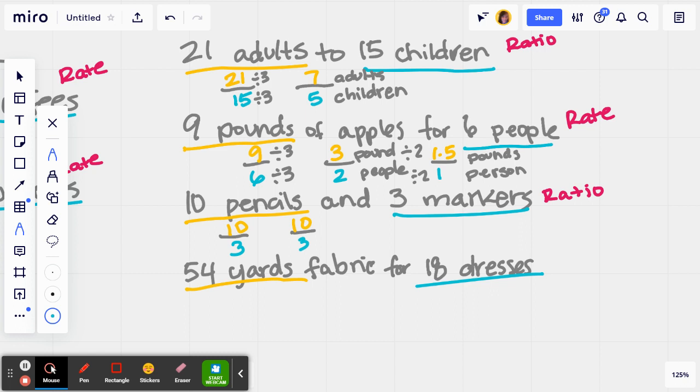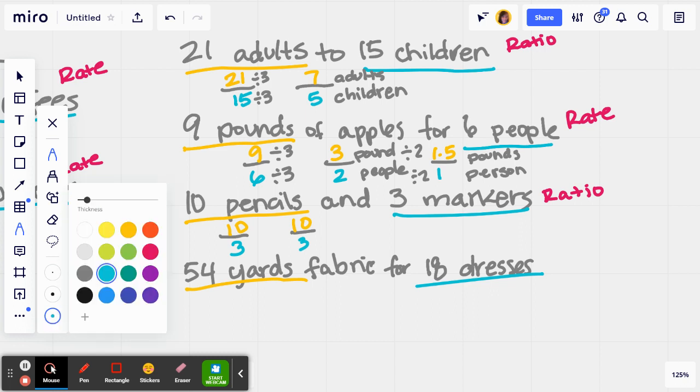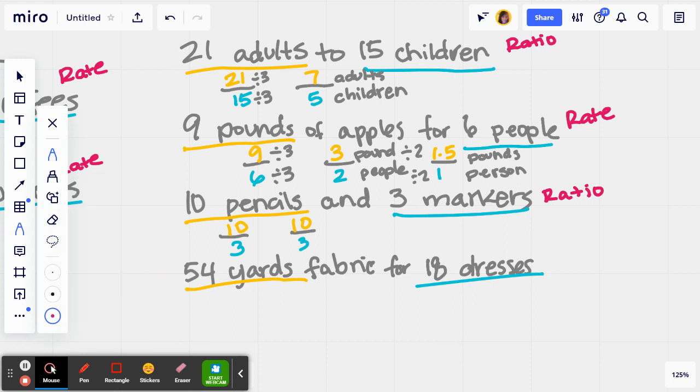Okay? Last one. Ratio or rate? We're talking about 54 yards of fabric to make 18 dresses. Ratio or rate? That is a rate because we're talking about 2 different units of measure. We're counting dresses, and the unit of measurement for the fabric is yards. So those are different. Okay, go ahead and set up a rate and then see if you can figure out the unit rate as well.